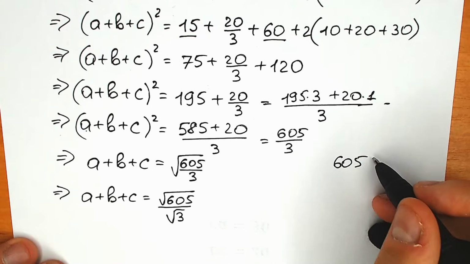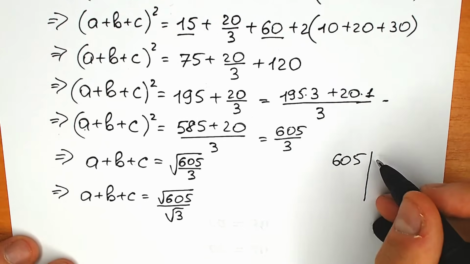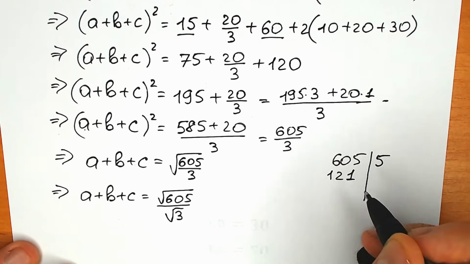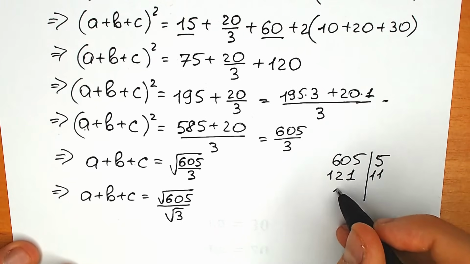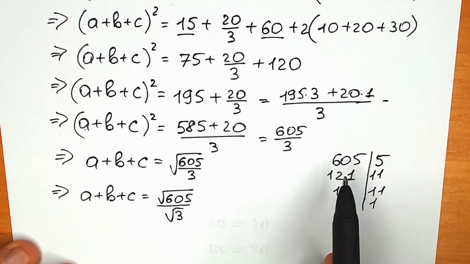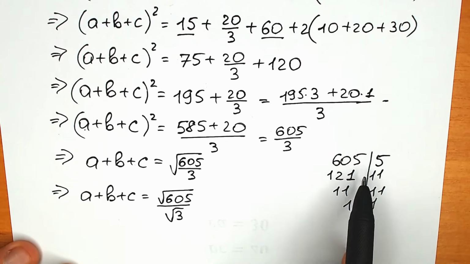Let's try to divide it by 5. I hope we can divide it by 5. So we're going to divide it by 5. As a result, we have 121. We can easily divide it by 11, equal to 11. 11 right here, 1 and 1. So we can easily express this 605 as 5 times 11 squared.